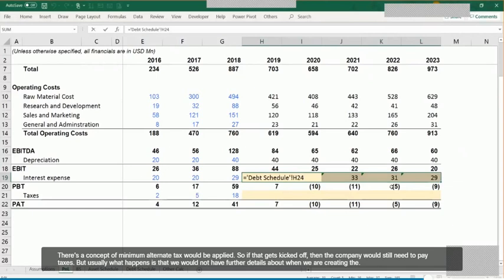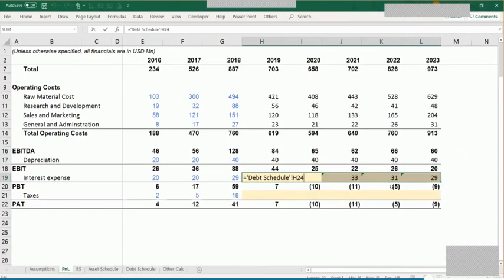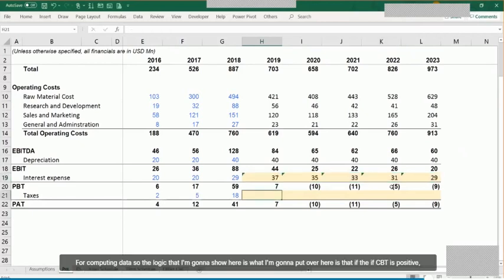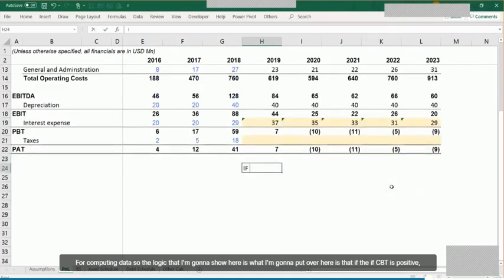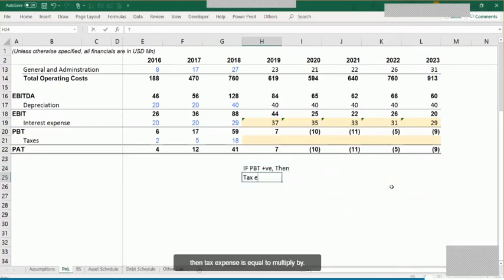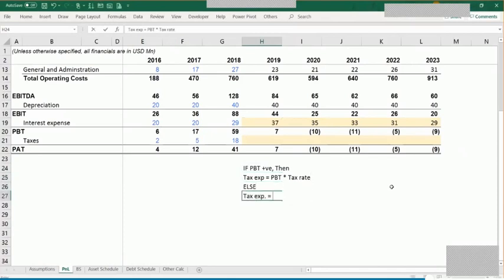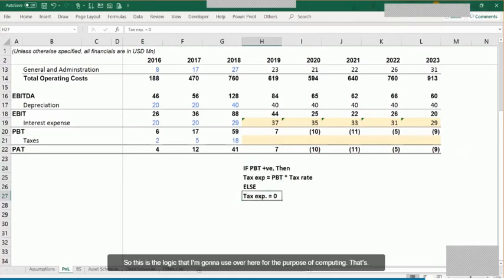But usually what happens is that when we are creating the financial model, we don't have too much detail about the taxable income. So we tend to use PBT as a proxy for computing the tax. So the logic that I'm going to put over here is that if PBT is positive, then tax expense is equal to PBT multiplied by tax rate. Else, I'm going to take tax expense equal to 0. So this is the logic that I'm going to use for the purpose of computing the tax expense.